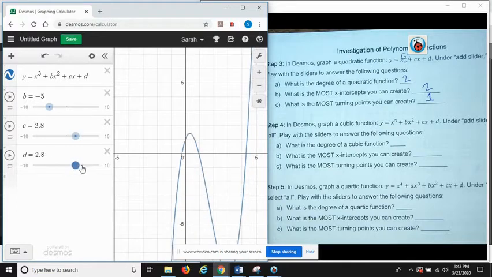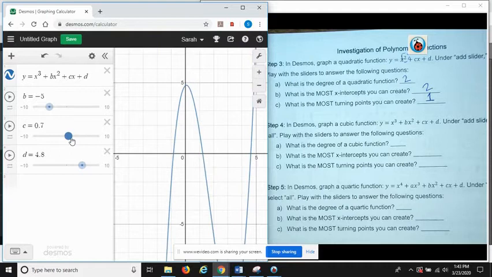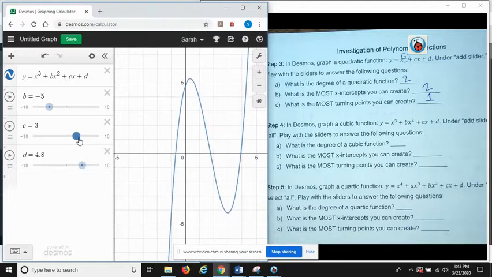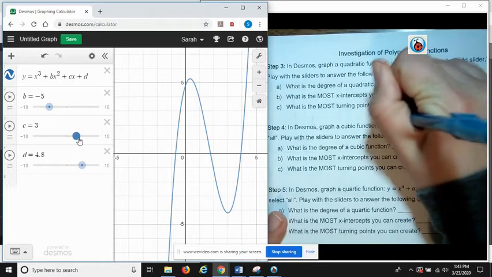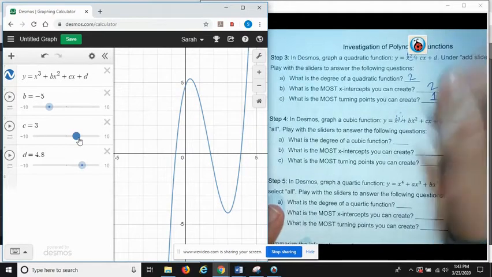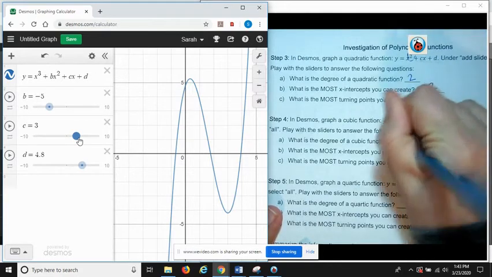My b kind of made it curvier. I can change my d and make it shift up. My c still keeps the y-intercept the same, but stretches it out a little bit. So the degree of our cubic function, the highest power up here, is 3. There was 3, 2, and 1. 3 is the biggest out of those 3 numbers. So our degree is 3.